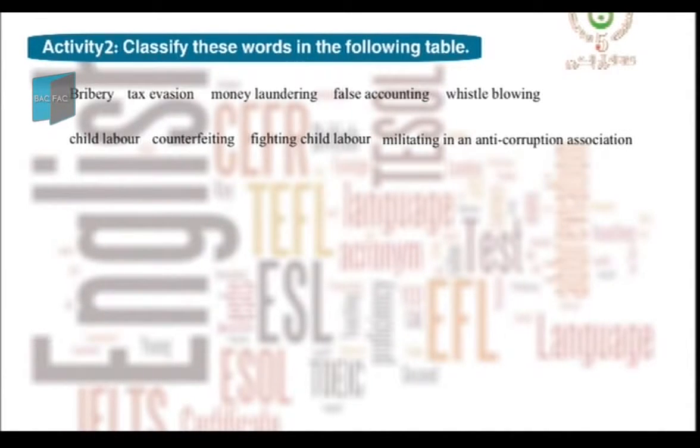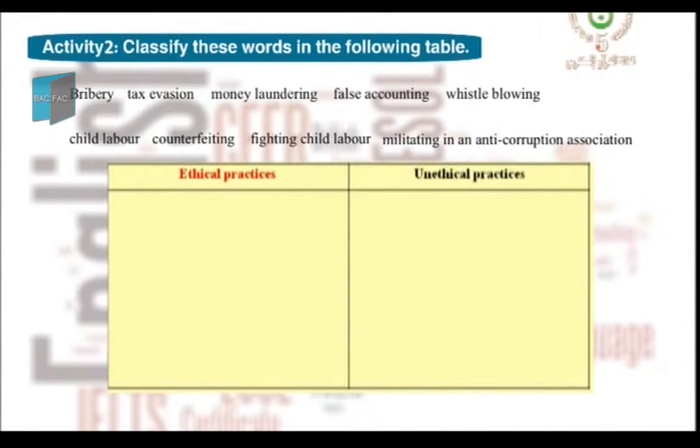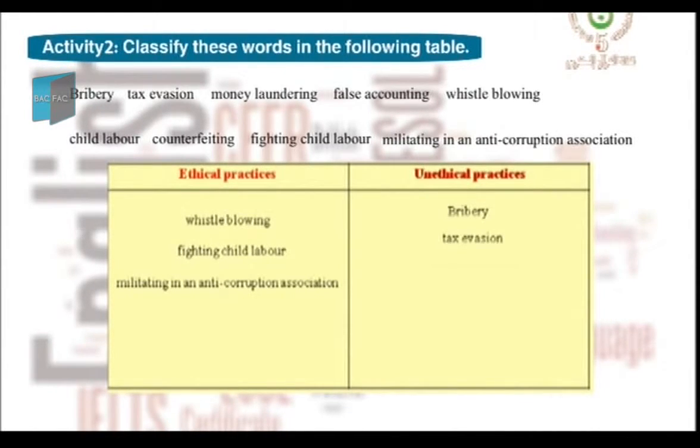Right, I suppose that now we are ready for the correction. Let's start with the first part of the table, that is ethical practices. The first one, whistleblowing. Yes, it is an ethical practice. Fighting child labor, right? And the last one, militating in an anti-corruption association. All the rest are unethical practices. Let's read them. Bribery, tax evasion, money laundering, child labor, false accounting, and counterfeiting.